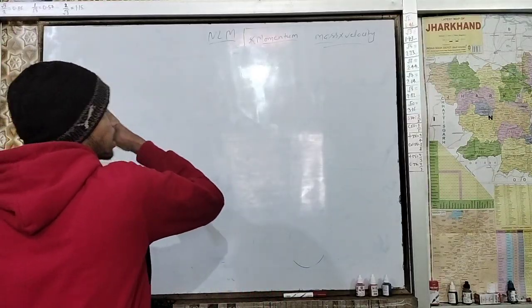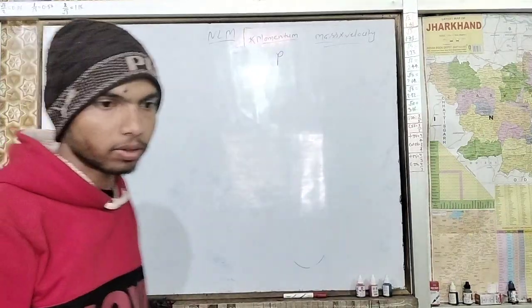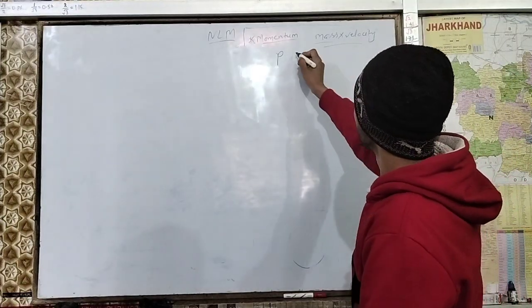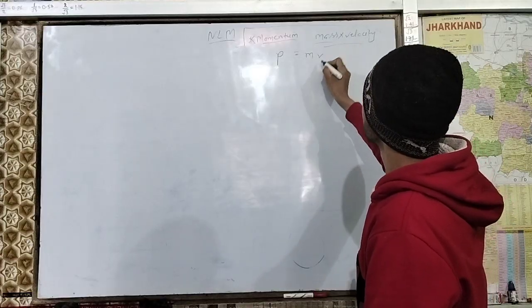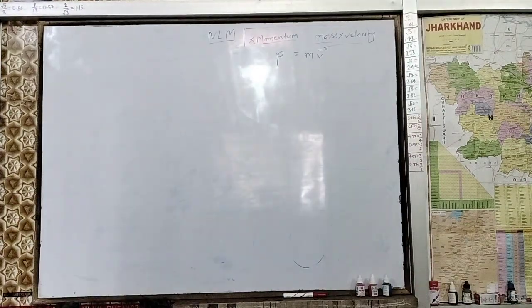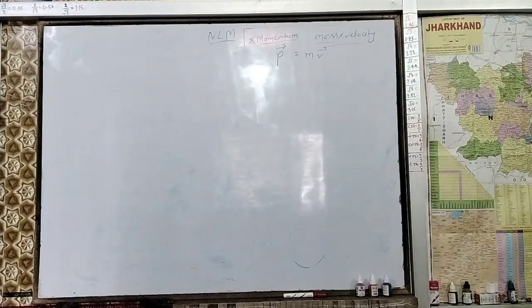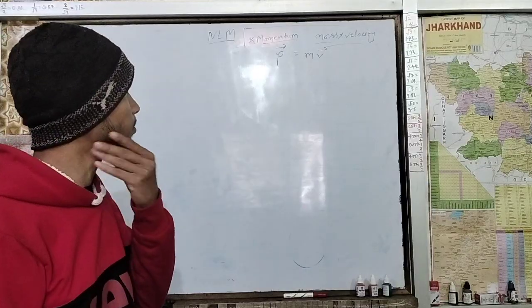In the language of mathematics, it can be written as P. P is the letter which represents momentum. So P will be equal to m for mass and v for velocity. V is a vector, but mass is not a vector. So remember, momentum is a vector quantity. Our formula is P equals mv.